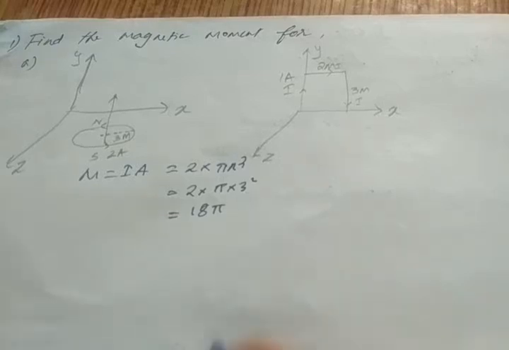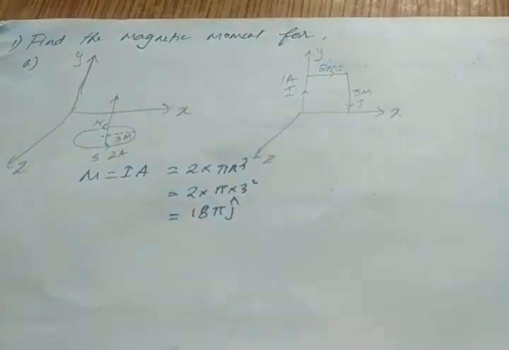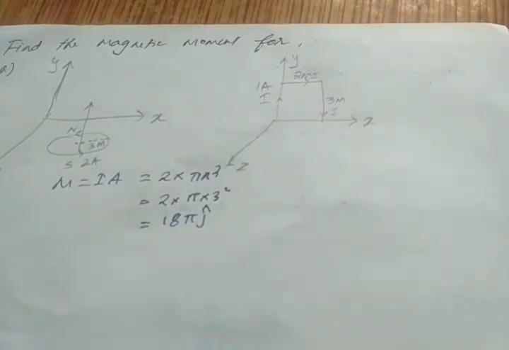Upwards we have the y axis. So for the y axis we take the j vector. Upwards we have the y axis. Clear? And in this problem we have a circular loop, a rectangular loop.